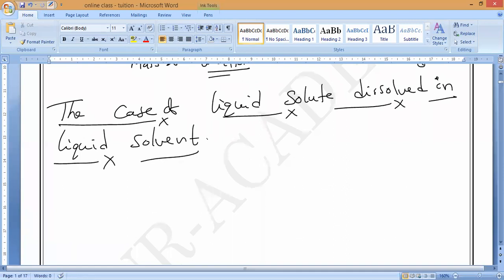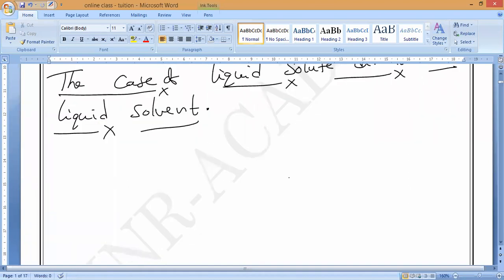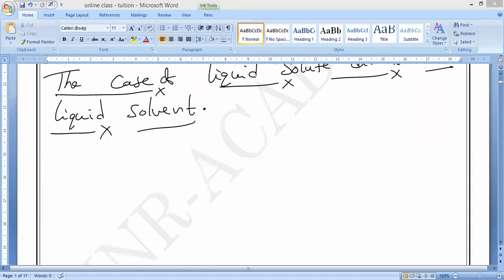If it is solid, we can measure in kilograms or grams, so that is mass concentration. Now it is liquid, so how are liquids measured? Liquids are measured in volume, in liters or milliliters. So if a solution is a liquid solute dissolved in a liquid solvent, then we usually consider the volume percentage of solute.